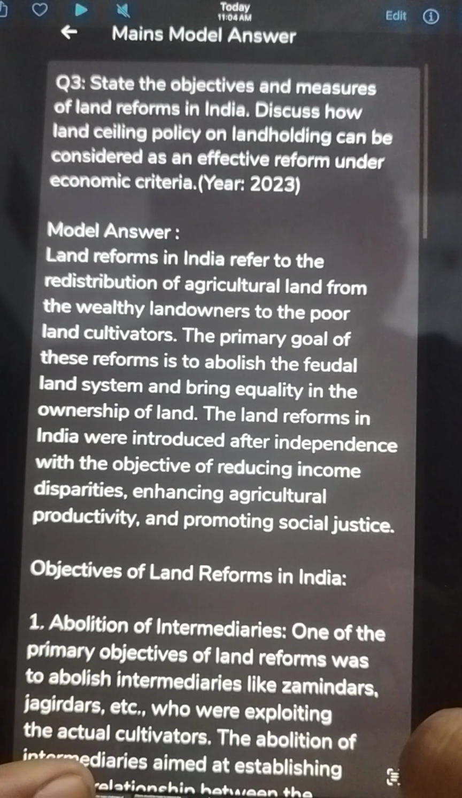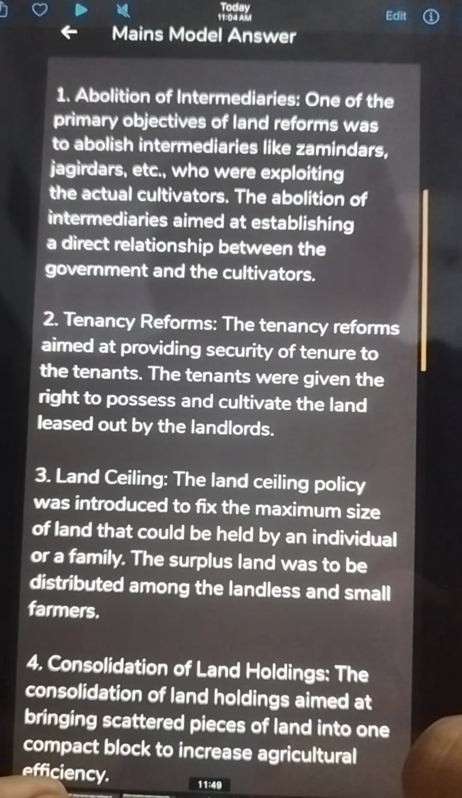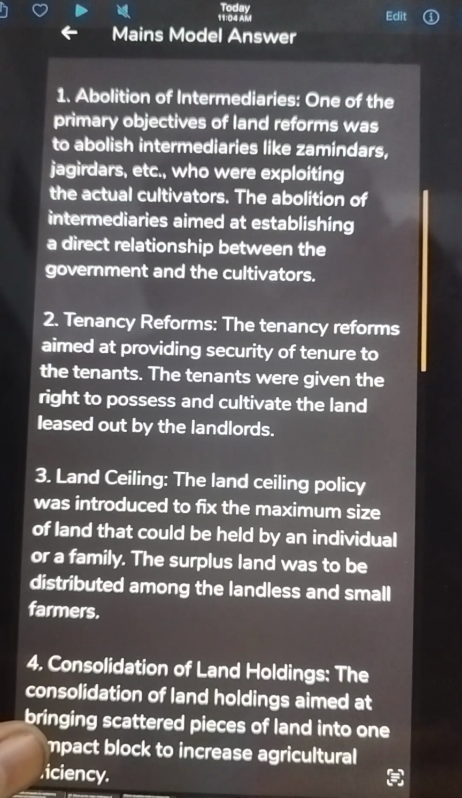The land reforms in India were introduced after independence with the objective of reducing income disparities, enhancing agricultural productivity, and promoting social justice. Then, what are the objectives of land reforms in India? First, abolition of intermediaries. One of the primary objectives of the land reforms was to abolish intermediaries like zamindars, jagirdars, etc., who were exploiting the actual cultivators. The abolition of intermediaries aimed at establishing a direct relationship between the government and the cultivators.